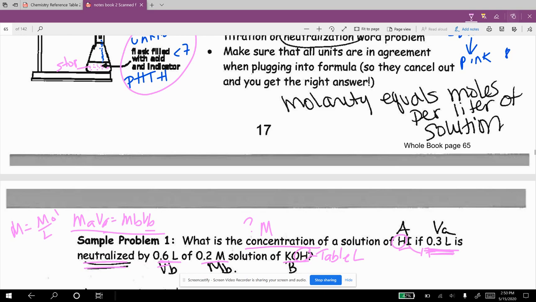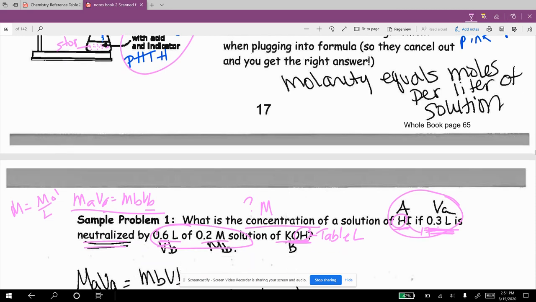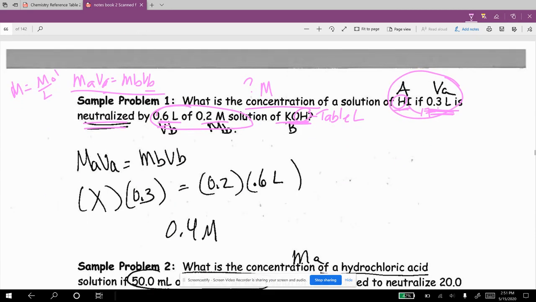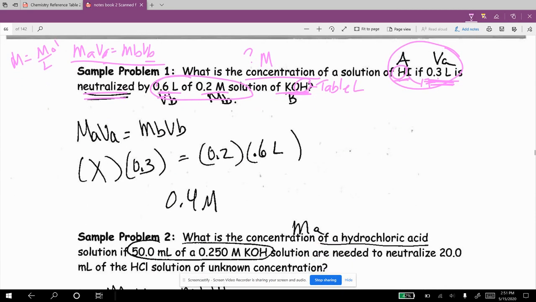So now let's identify our variables. They're going to be chunked together. If this is the acid and this is a volume, these are chunked together, so your volume with the acid. And then 0.6 liters of the base, these are chunked together. So now there's my molarity and volume of the base. Our next step is to write down the equation and substitute your numbers: molarity of the acid, volume of the acid, molarity of the base, volume of the base.